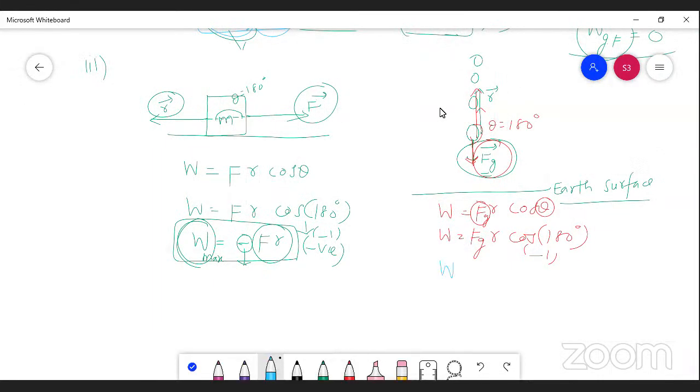Work done by the gravitational force is Fg into R cos 180 minus 1. So work done by the gravitational force is maximum.